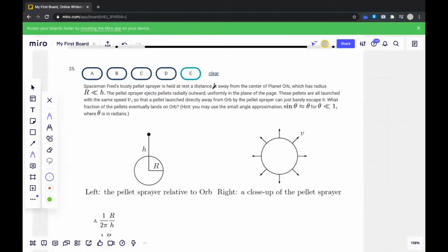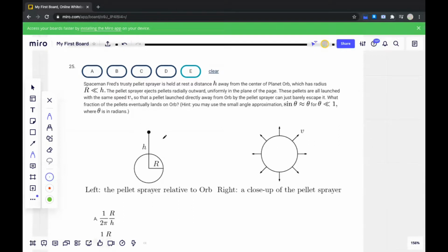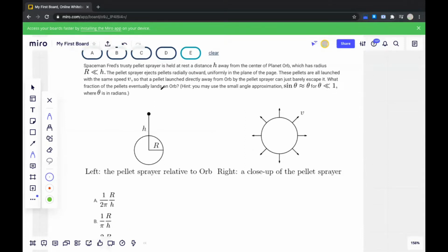For the last question, we have some guy who has a sprayer that's at rest at a distance of h from the center of some planet orb, which has a radius of r. And it ejects a bunch of pellets radially outwards, and they're launched in all directions with the same speed v, so that a pellet launched directly away from orb can barely escape it. We want to find what fraction of pellets eventually land on orb.